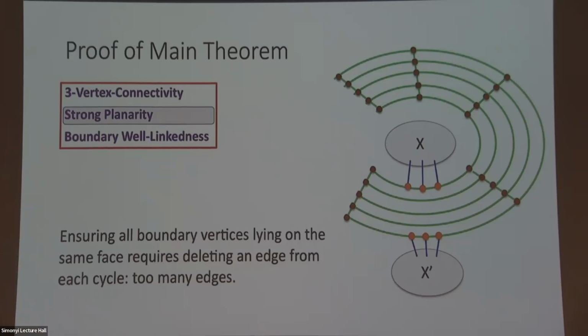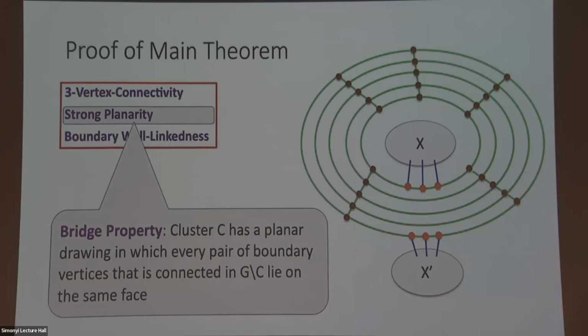And this is something we do not want to do because we do not want to delete too many edges. And the number of cycles can be large, so we have no control of it. And this is something bad. How we get around it is to replace this strong planarity with some weaker property, which is also enough for us to eventually achieve the goal.